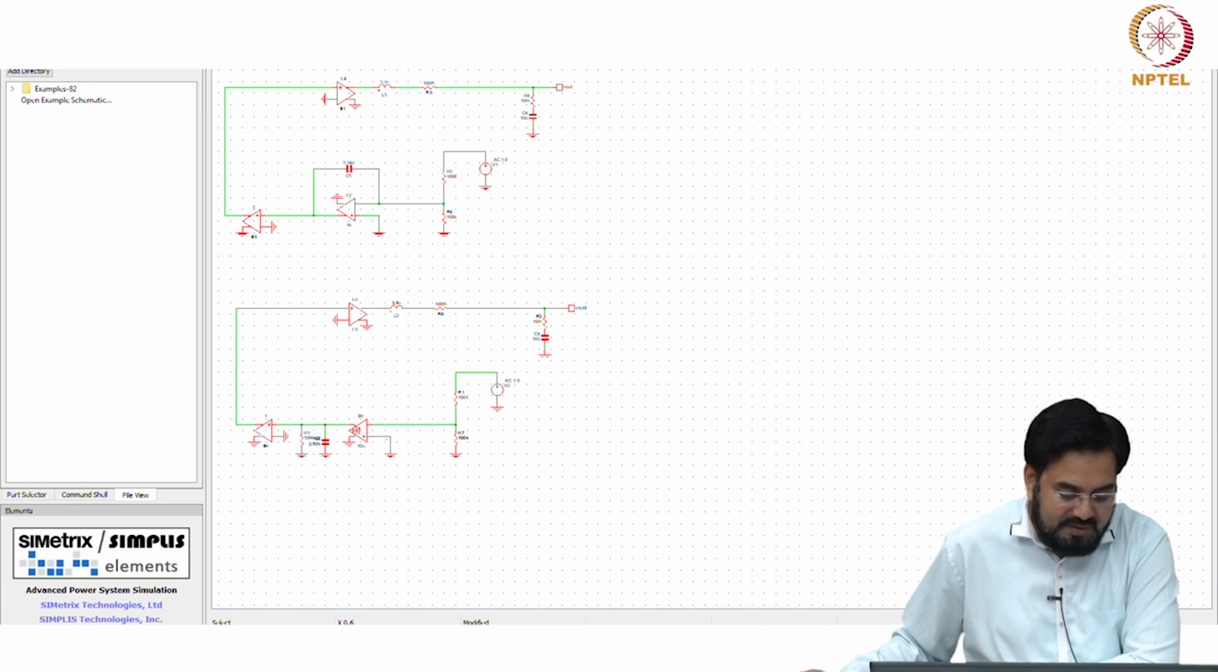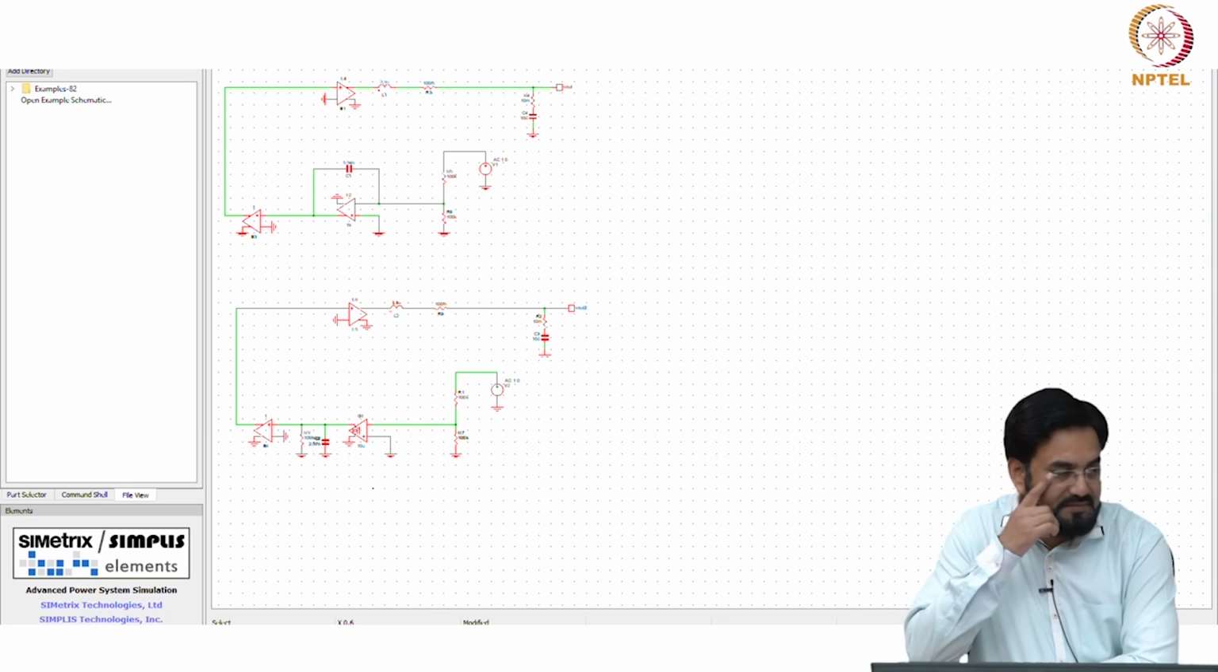Correct. So you have to be a bit careful when you do GMC or op amp RC, because beta will not be in the picture in case of op amp RC, but in this case you have to include that.